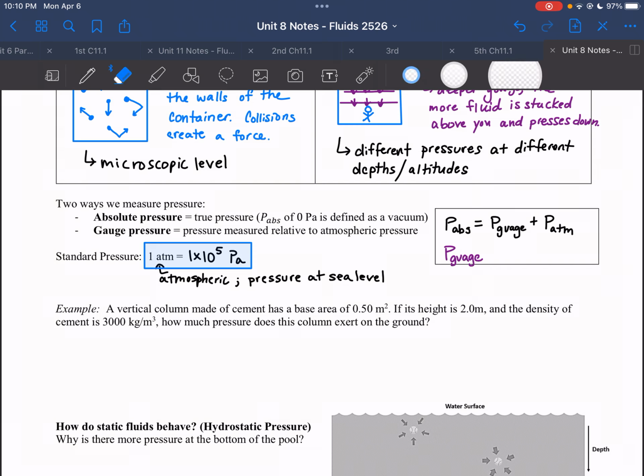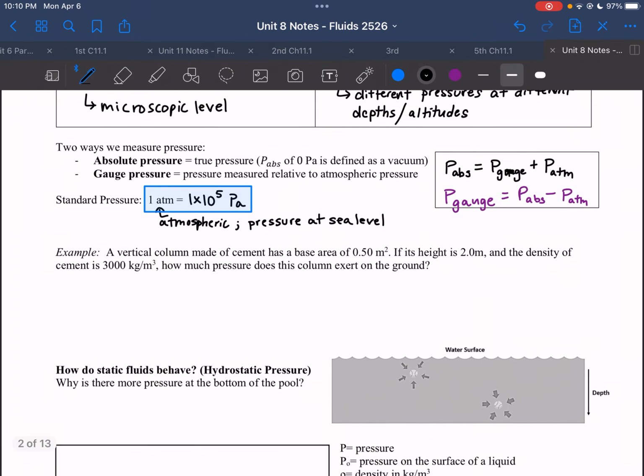To do the gauge pressure, wow, I cannot spell. Gauge, G-A-U-G-E. The gauge pressure is going to be the absolute pressure minus the atmospheric pressure. So again, the absolute is the true pressure at that location. And if you remove what the atmosphere is, it's telling you what is the pressure that you physically see the difference of. That's what we're looking at there. It's relative to the atmospheric pressure. I did it up here too. Great.